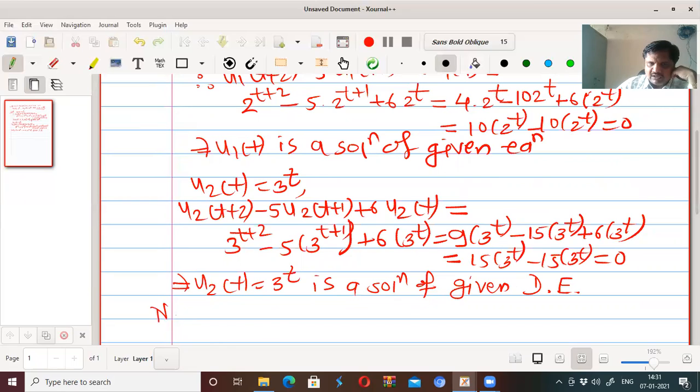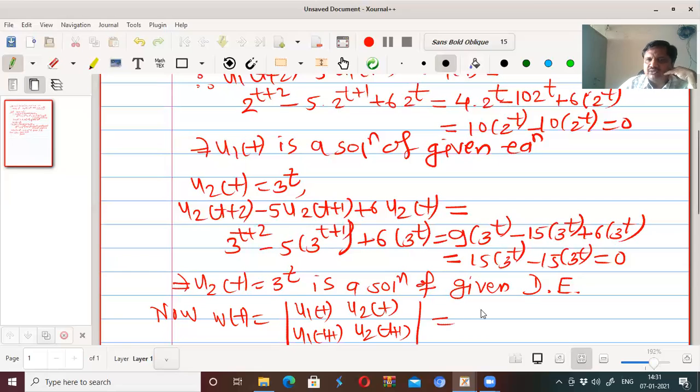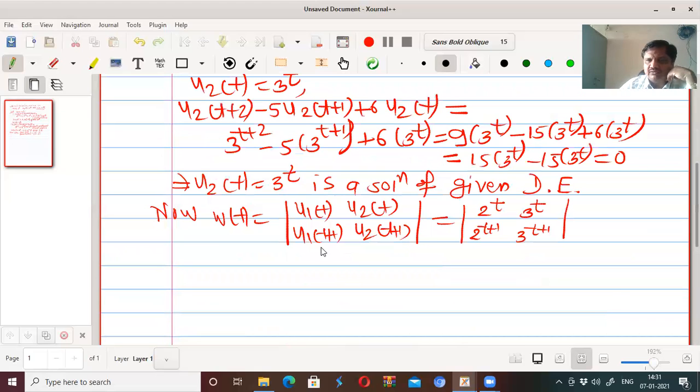So now W of t is equal to the determinant of u1 of t, u2 of t, u1 of t plus 1, u2 of t plus 1, equal to the determinant of u1 of t is 2 to the power t, u2 of t is 3 to the power t, u1 of t plus 1 is 2 to the power t plus 1 and 3 to the power t plus 1, which is equal to, right?